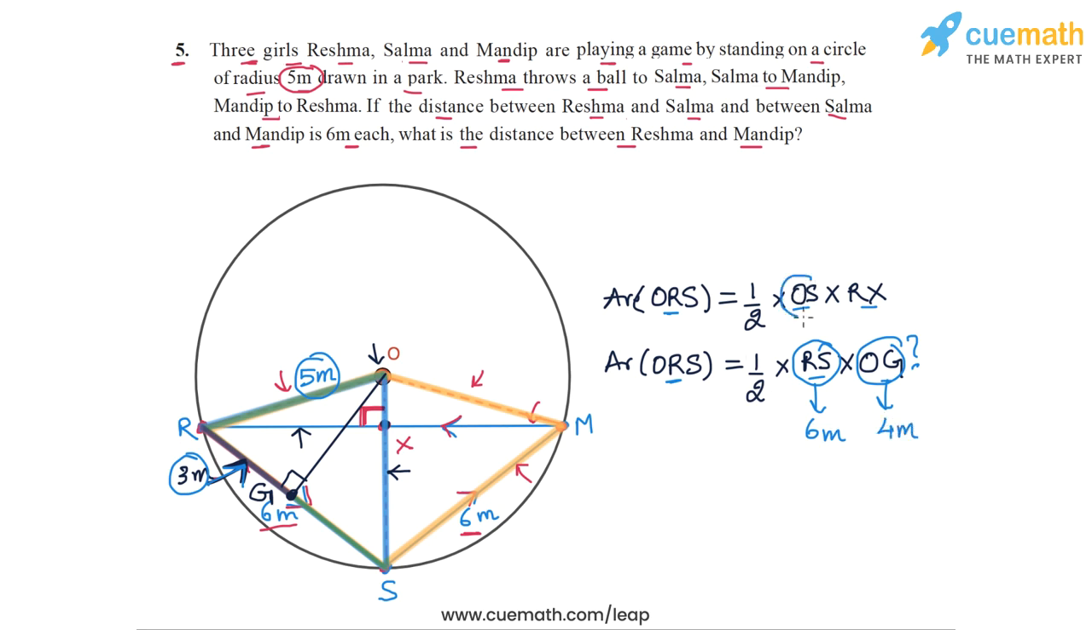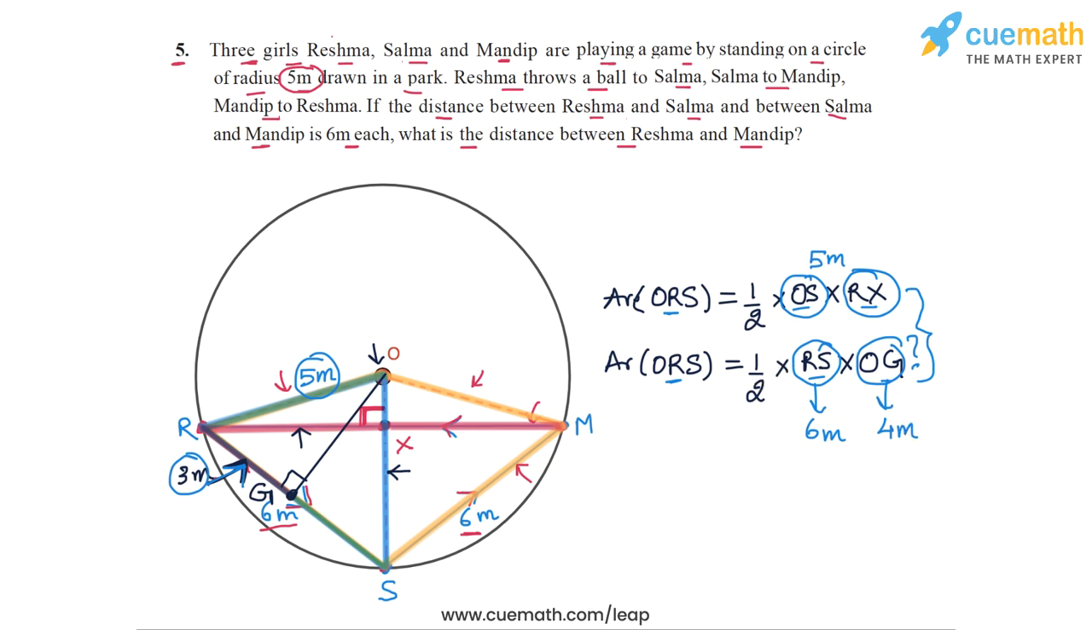And we have OS also. OS is actually the radius of the circle only, so OS is equal to 5 meters as well. So if we equate these two expressions, we will get the value of Rx. Rx is this segment here. If we just double it, we will get Rm, because this diagonal of the kite is getting bisected by the other diagonal. So if we double Rx, we will get Rm. So this is the logic that we will use to solve this problem.